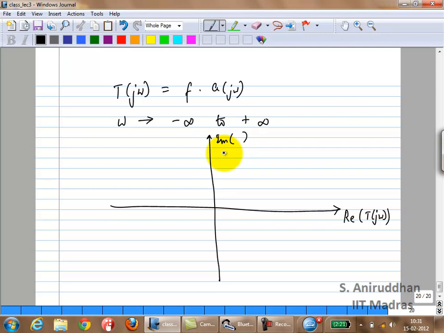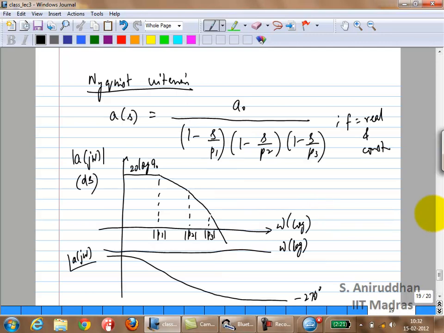So what is going to happen at omega equals 0? What is T at omega equals 0? A naught F, which is T naught. Okay? What is the angle? 0. So I'm going to call this T naught. Let us say we start from 0 to infinity, and then we'll go from 0 to minus infinity also. We'll do both separately. So what happens when omega increases? You can look at the Bode plot and tell me what is happening to the magnitude, what is happening to the phase, what the plot will look like.